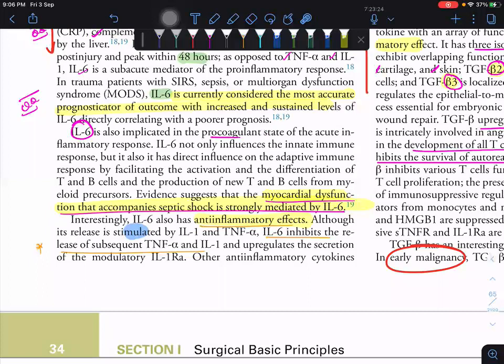So IL-6 is also a procoagulant state. The main thing is that whenever septic shock happens, the patient in septic shock will mainly die of myocardial arrest. The myocardial dysfunction that accompanies septic shock is strongly mediated by IL-6. Just remember that, and it also has anti-inflammatory effects.